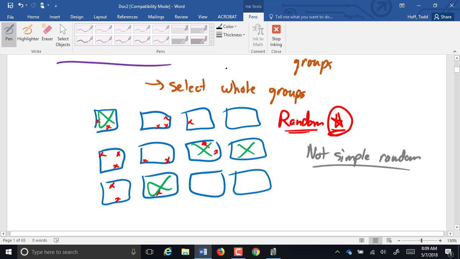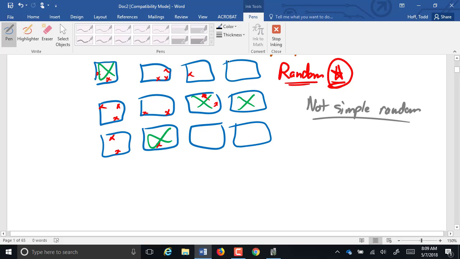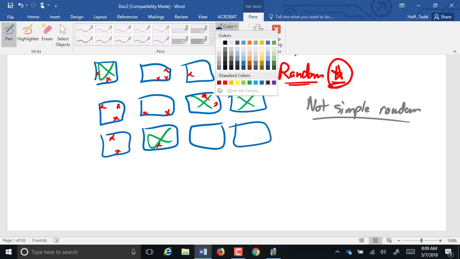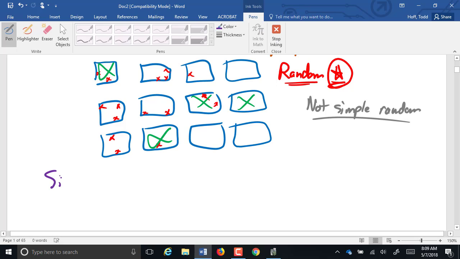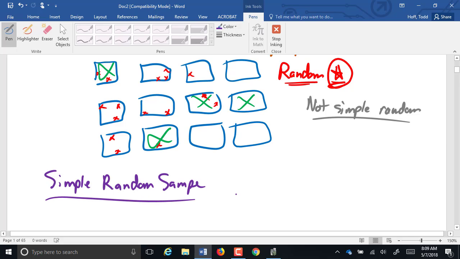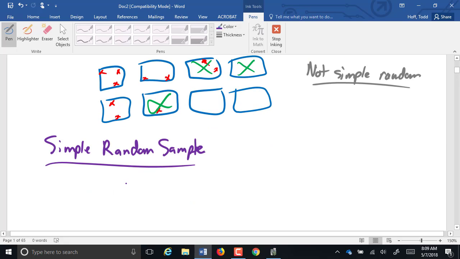So let's get to it. What would make it simple random? Simple random sample in statistics is held up as the best. Not always practical. Back to that student, are they satisfied with their degree? You would assign everybody a number or write down their names. You'd put them all in a hat and you'd draw them out.